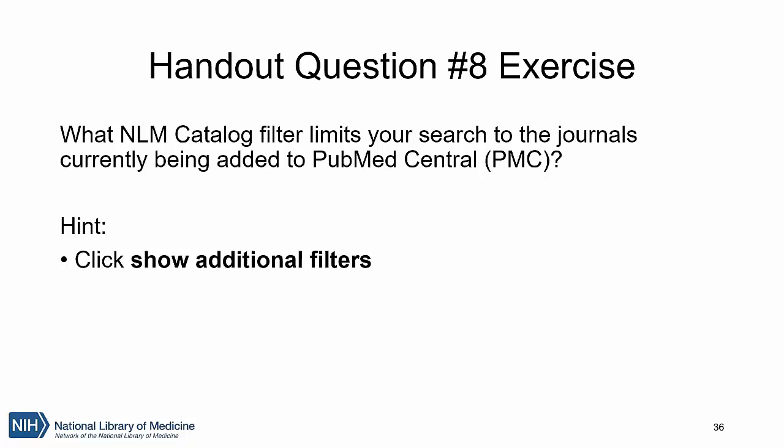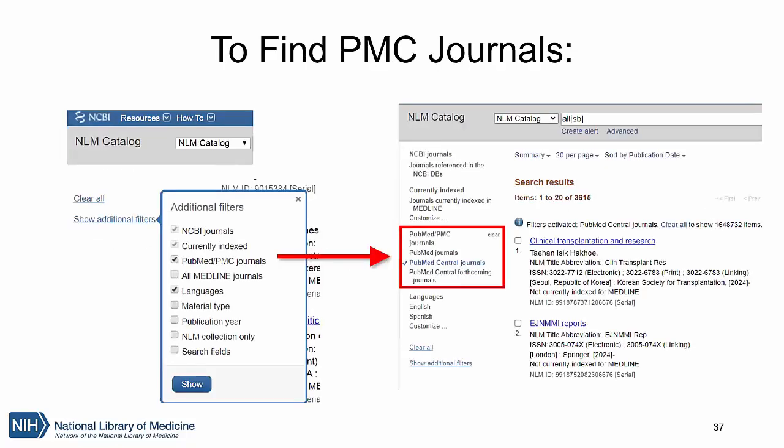All right, let's review that answer together. So to find a list of PubMed Central journals, click on the Show Additional Filters link from the NLM Catalog Filters menu, and then select PubMed/PMC journals and click Show. And there you will find the options to filter to PubMed Central journals or forthcoming journals.